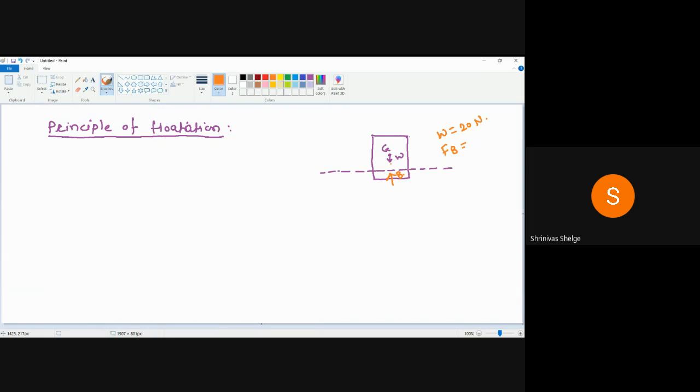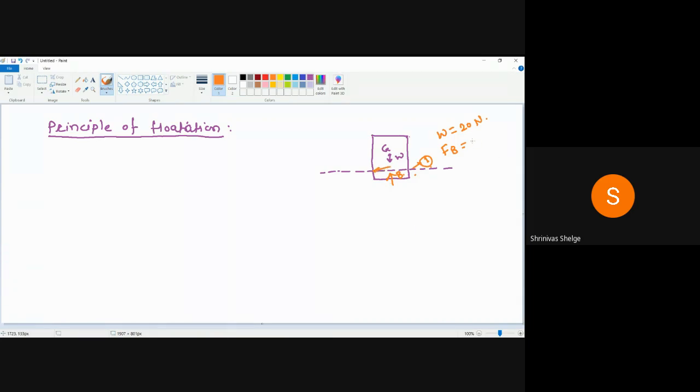I am doing this for the understanding of the principle of floatation. So at this position, this is the first position. For the first position, now I want to find out the buoyancy force. We know what the buoyancy force is, or how to find it. That is the weight density of the fluid times the volume of the fluid displaced by the body. So how much volume of the fluid gets displaced?